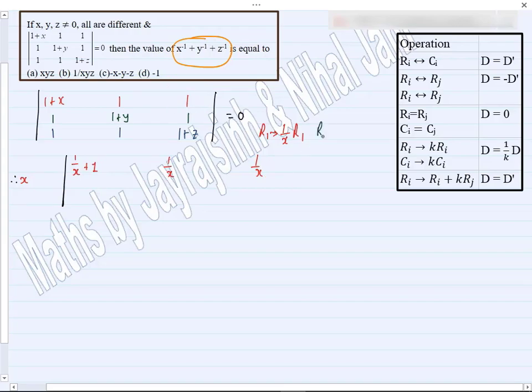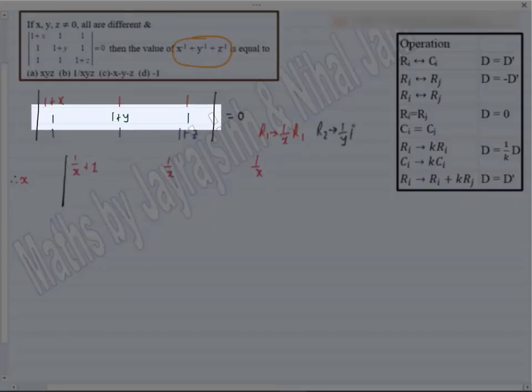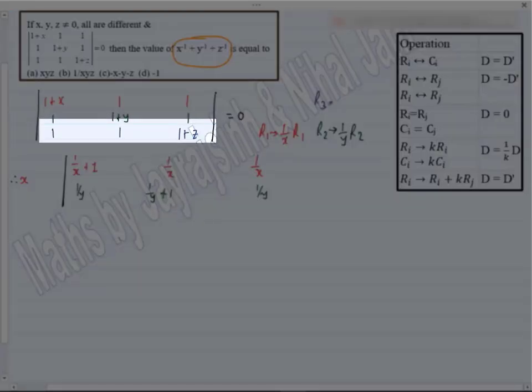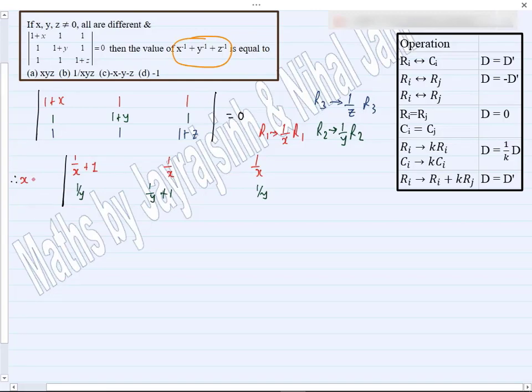Same thing we can do with the second row. We can divide by y. So here we'll get 1 by y, plus 1 and 1 by y. And same thing with the third row. Let's divide by z. So here we have to multiply y as well as z, and the third row will be 1 by z, 1 by z, and 1 by z plus 1. The whole determinant is equal to 0.